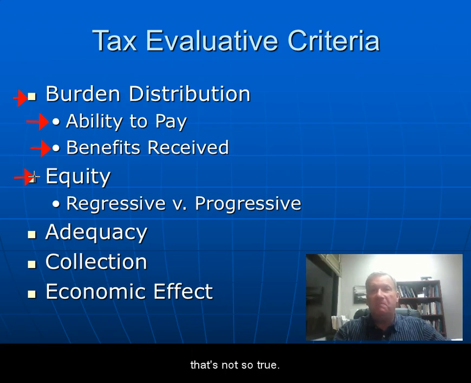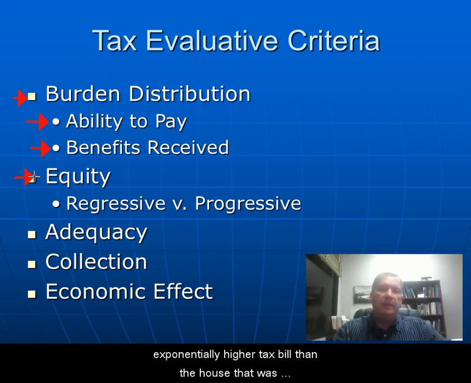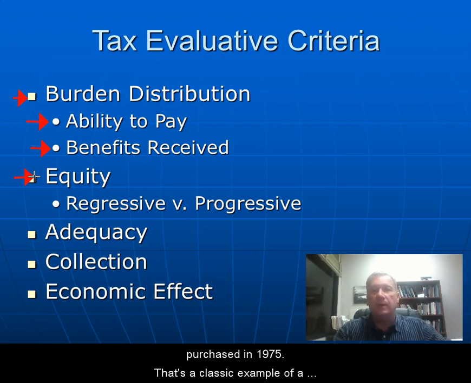In the state of California, that's not so true, because here in California, we reassess the value of property whenever that property changes hands. So if the house on one side was purchased in 1975, and the house next door to it was purchased in 2015, the house that was purchased in 2015 will have an exponentially higher property tax bill than the 1975 house. That's a classic example of a violation of horizontal equity. 2 similarly situated taxpayers who are actually paying very different property tax bills.